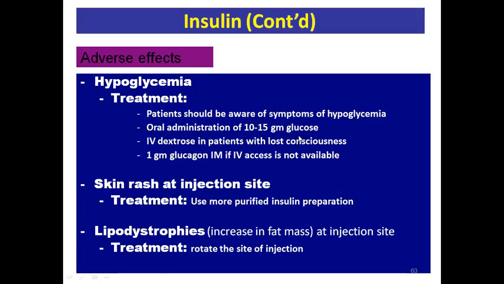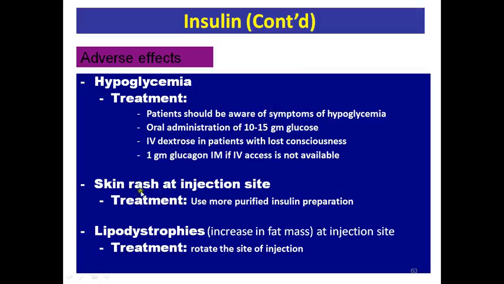The patient is advised to take juices, or a glass of water with 2 to 3 spoons of sugar in it, or glucose, or we have 15% or 25% glucose ampules available. That is also given. And if the patient has lost consciousness, then you give IV dextrose, or 1 gram glucagon IM if IV access is not available. So if you cannot give IV dextrose, then glucagon can also be given for hypoglycemia.